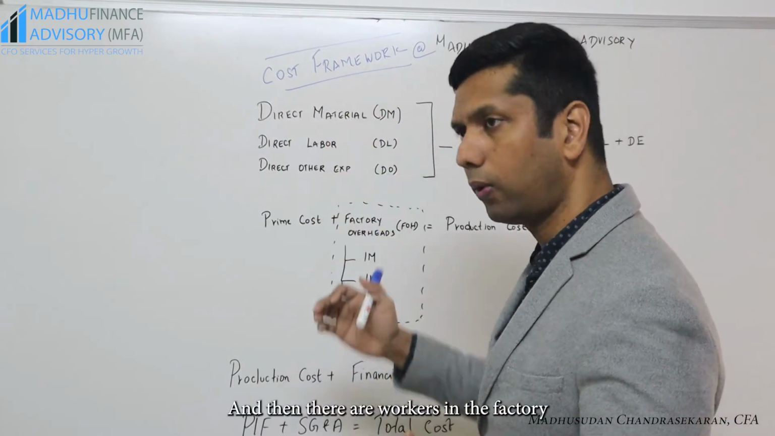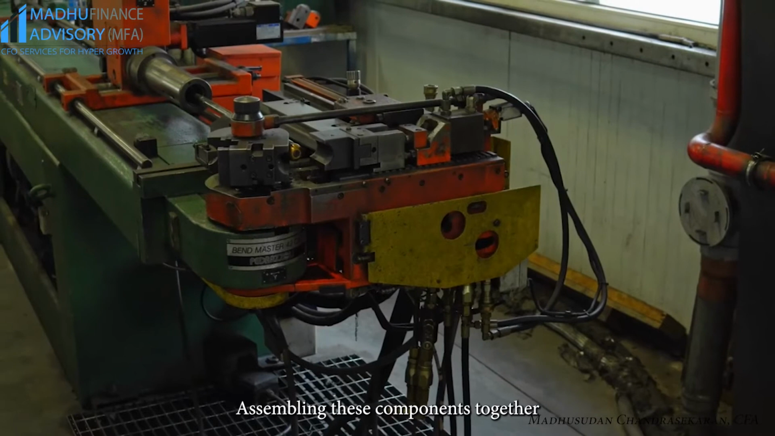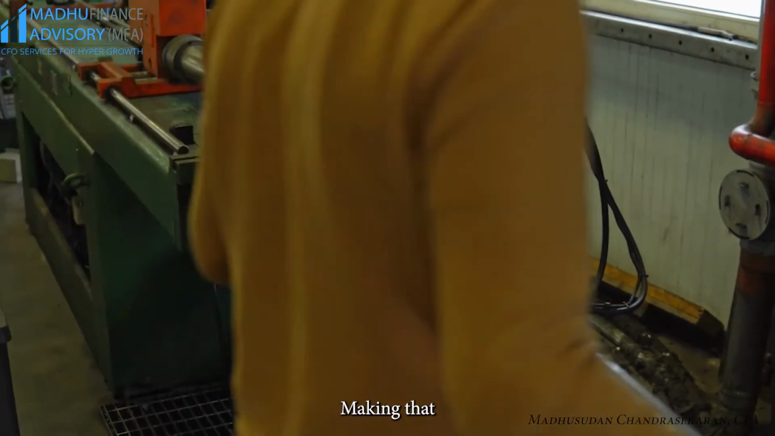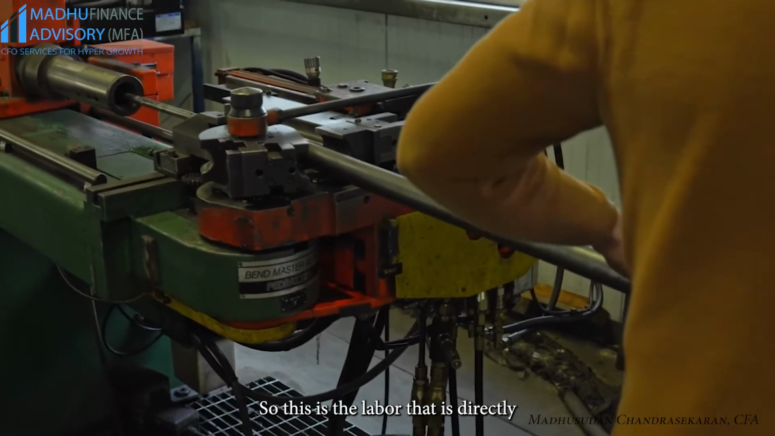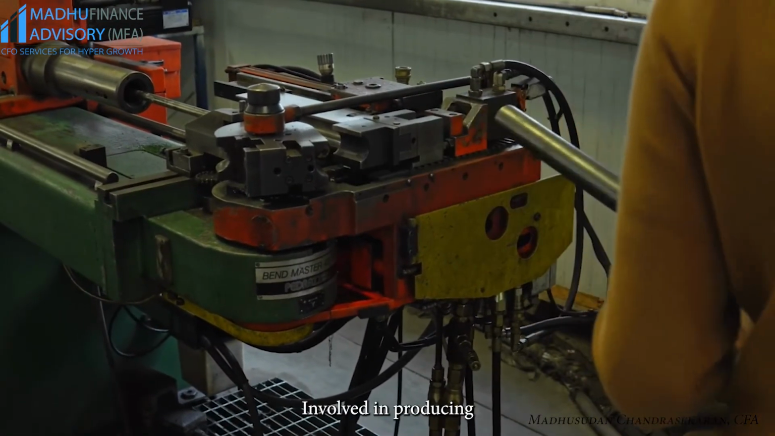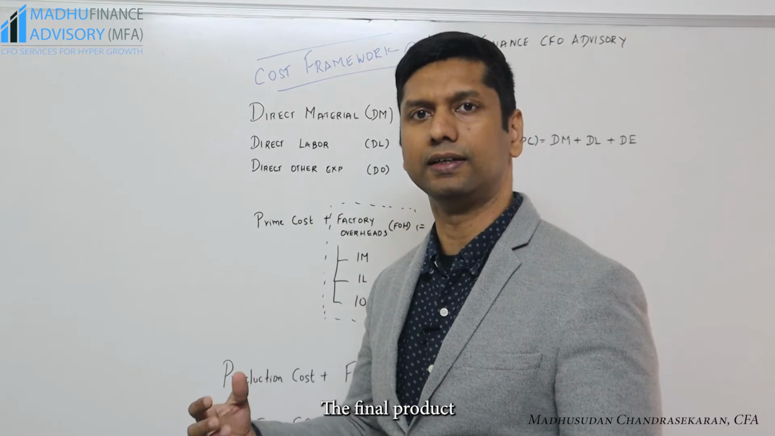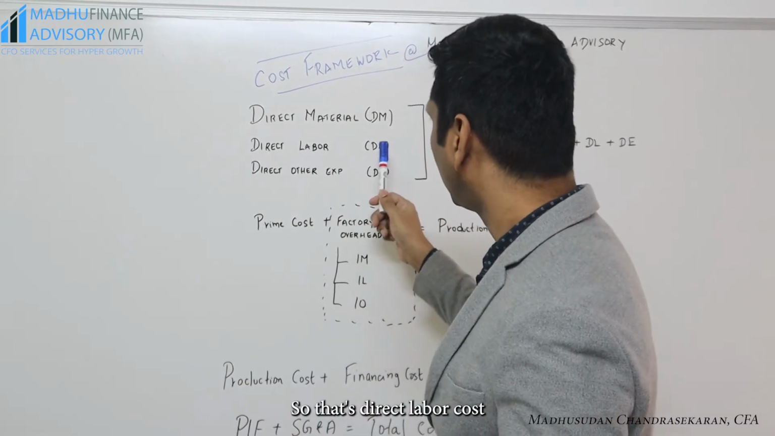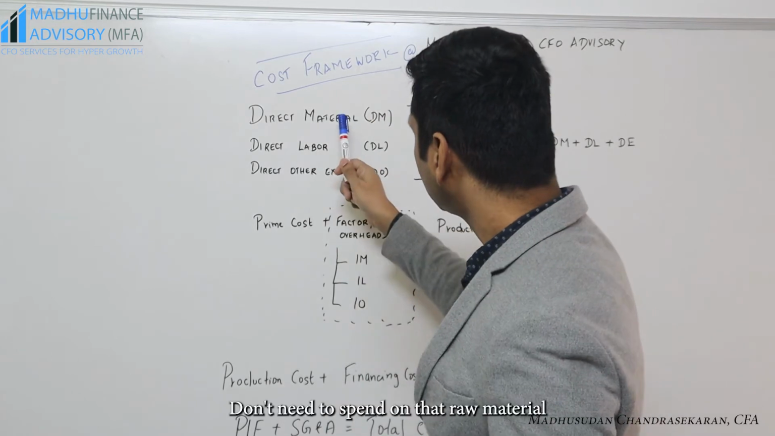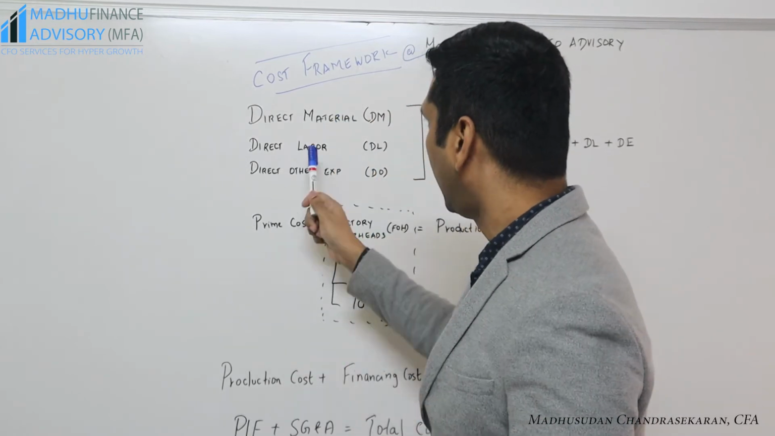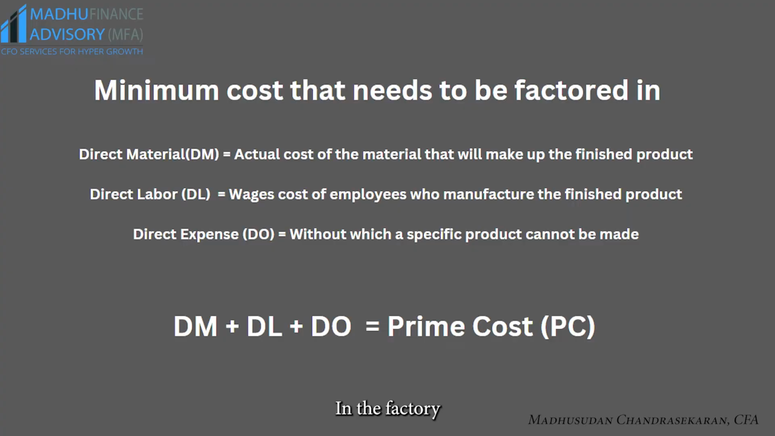And then there are workers in the factory assembling these components together, making that bicycle directly. So this is the labor that is directly involved in producing the final product. So that's direct labor cost. So if I am not producing that bicycle, I don't need to spend on that raw material. I don't need this worker there in the factory.